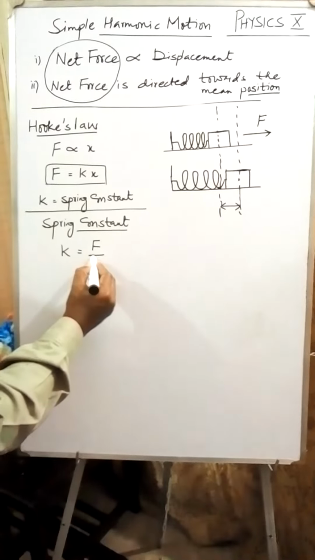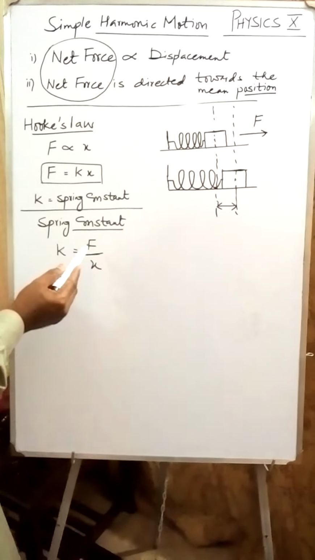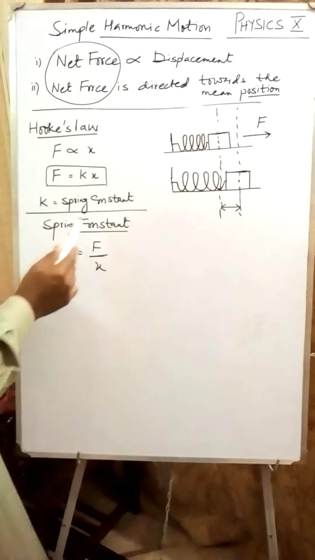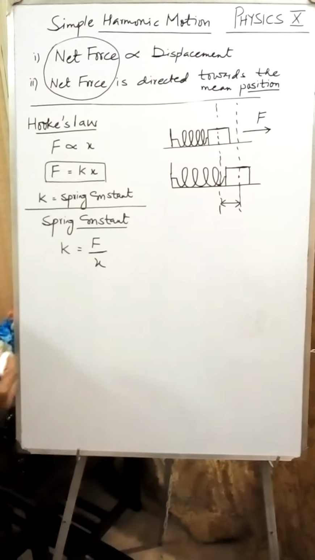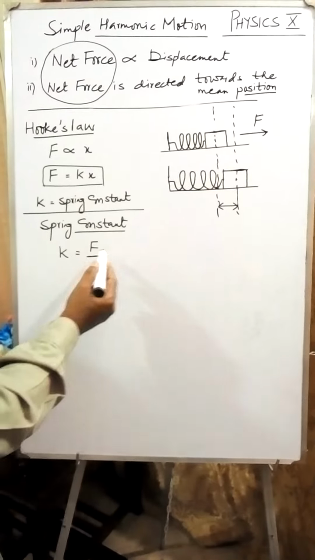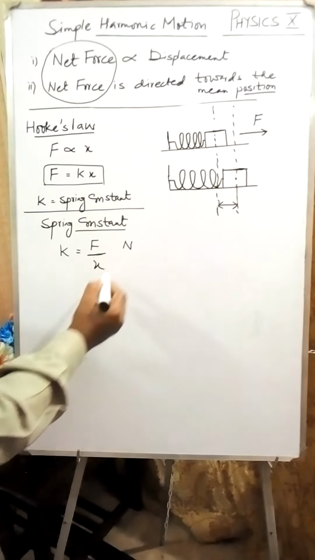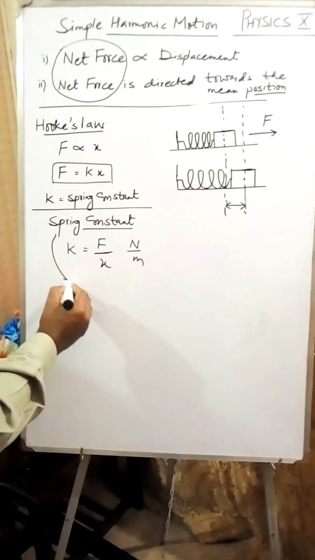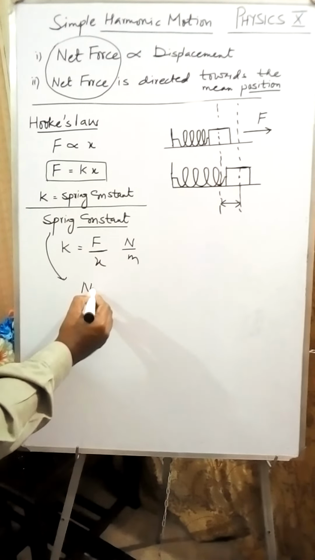So you may call the ratio of force applied on the spring to change in its length is called spring constant, and its unit will be, as unit of force is Newton, and for change in length the unit is meter. So unit for spring constant is Newton per meter.